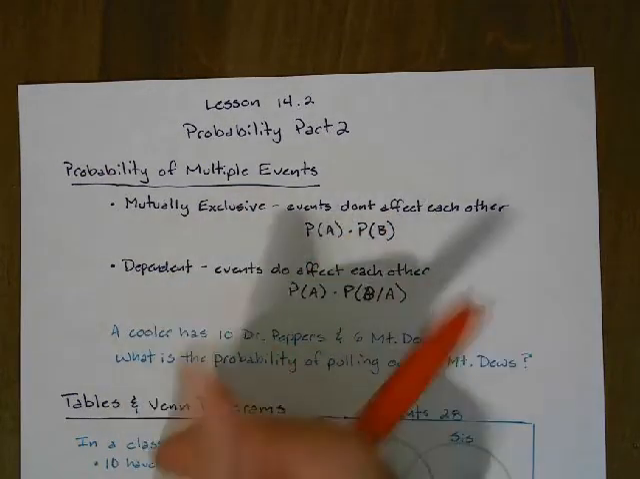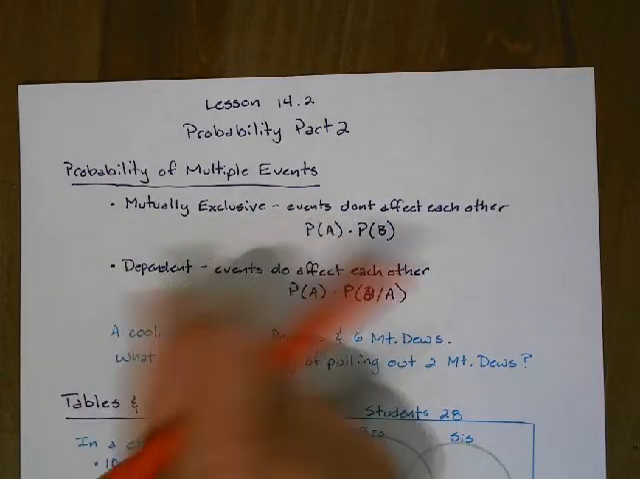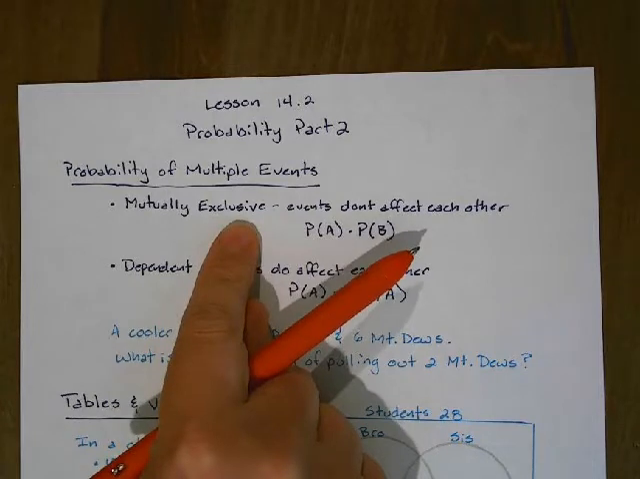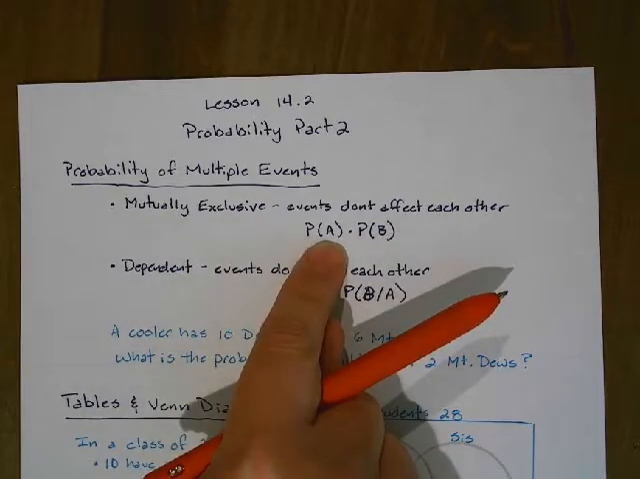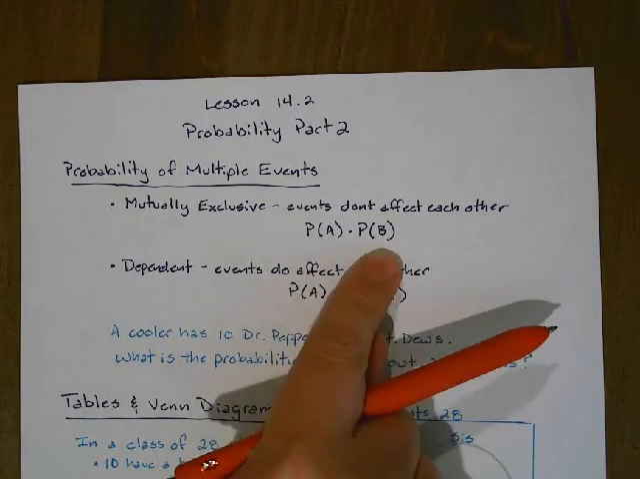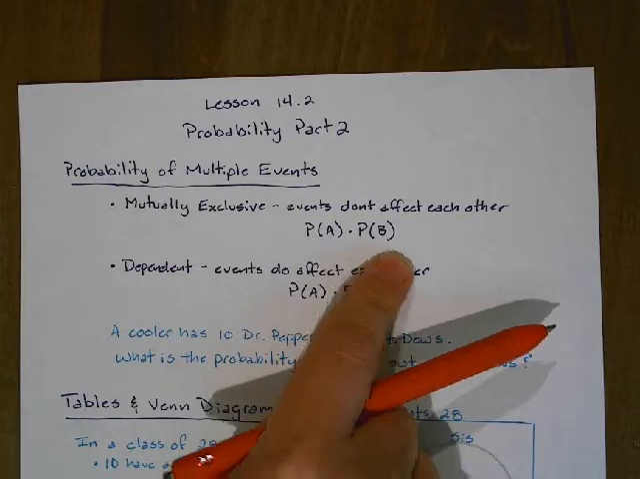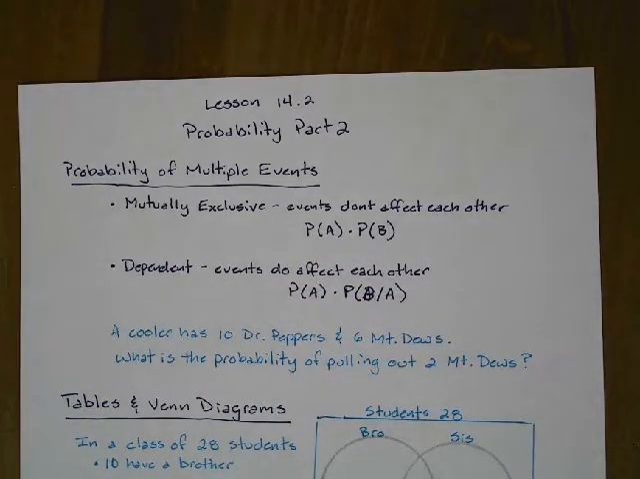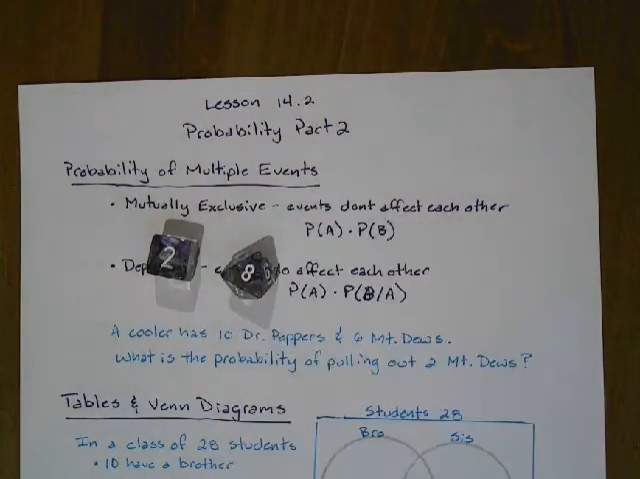In general, there's two situations where this can occur. Number one, the multiple events might not affect each other at all. So if they don't affect each other, then you simply do the probability of one event times the probability of another event. So this would be like the probability of rolling a 2 on this die and the probability of rolling an 8 on this die.